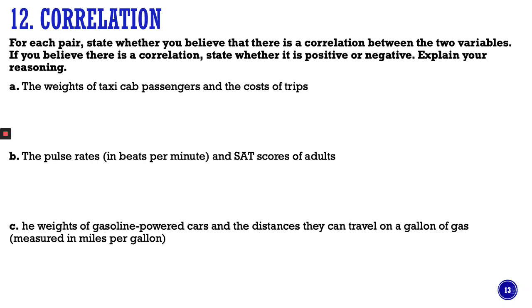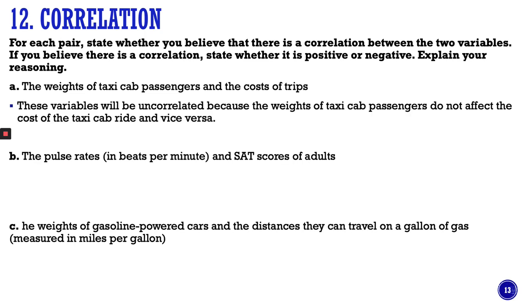Now we're looking at correlation. So for each pair, state whether you believe that there's a correlation between the two variables. If you believe there is a correlation, state whether it is positive or negative, and explain your reasoning. The weights of taxicab passengers and the costs of trips. Well, there's no correlation here because the weight of the taxicab passengers does not affect the cost of the taxicab ride, and vice versa.